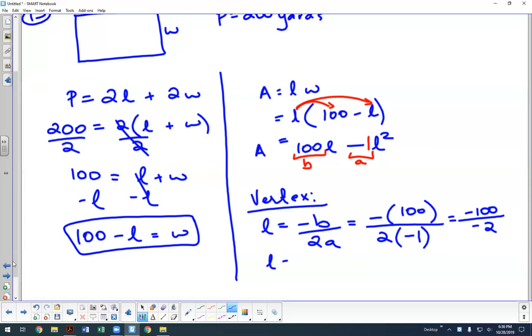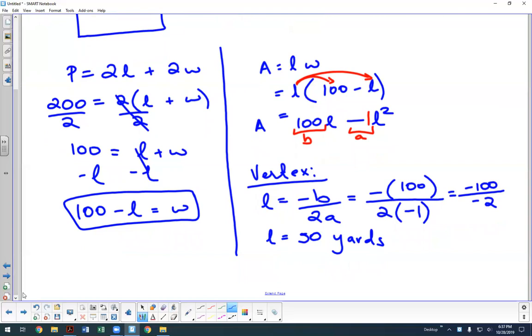So our length is actually going to be 50 yards. To find the width, we can actually come back to this formula and find the width in itself. So width is 100 minus L. And of course, you guys should be able to do this calculation pretty quickly. My length is going to be 50 yards and width is going to be 50 yards. So what shape of a garden gives us the maximum area? A square. A square, yeah.